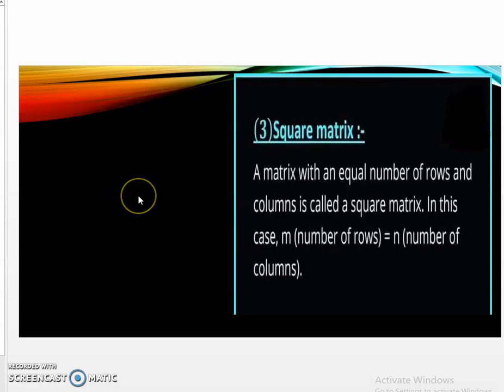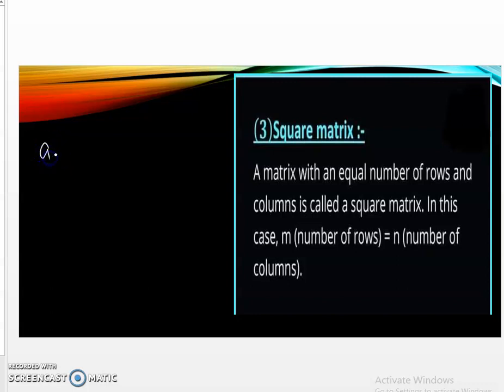The third type of matrix is the square matrix. A square matrix is a matrix with an equal number of rows and columns. In this case, we can say that the m number of rows will be equal to the n number of columns. So let us take an example of this type of matrix that we call a square matrix. For a square matrix, the number of rows must be equal to the number of columns.